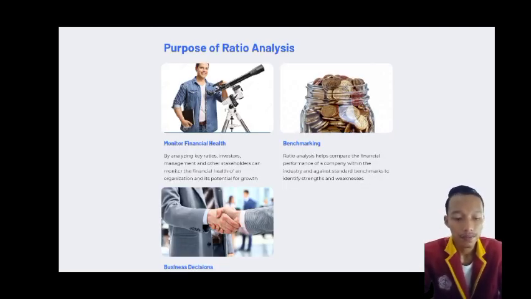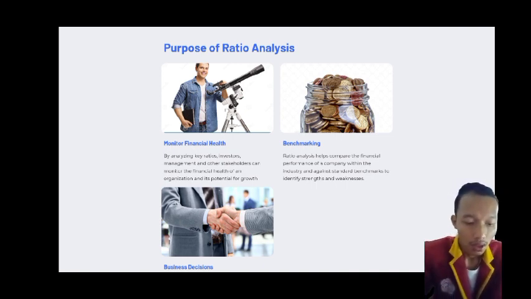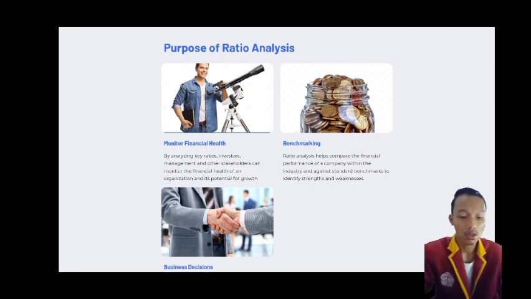Slide number 2. Purpose of ratio analysis. Point number 1. Monitor financial health. So by analyzing key ratios, investors, management, and other stakeholders can monitor the financial health of an organization and its potential for growth.